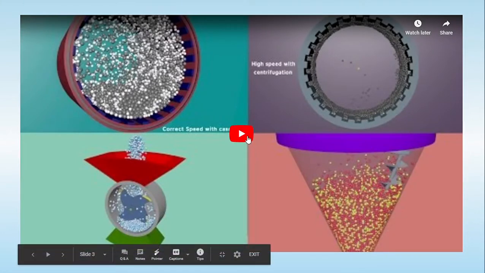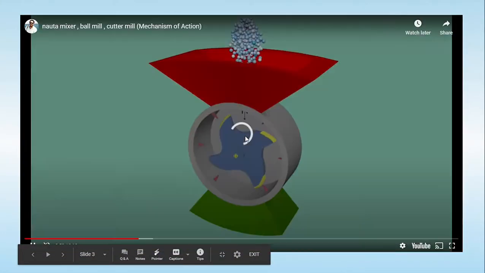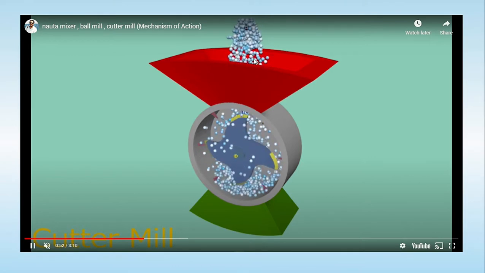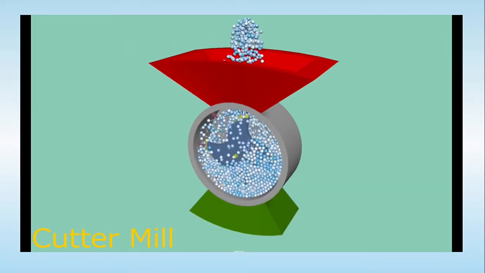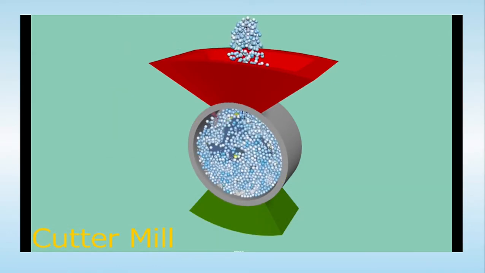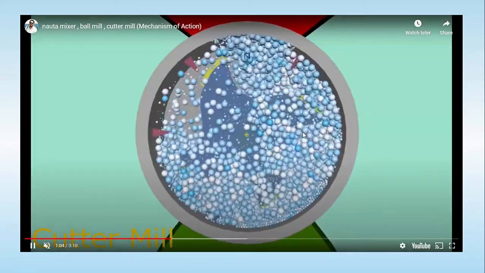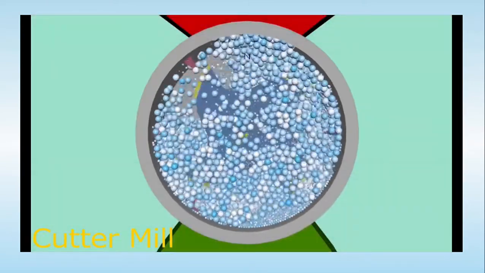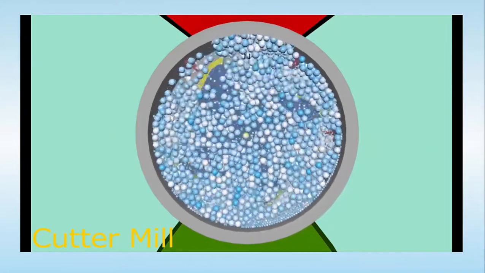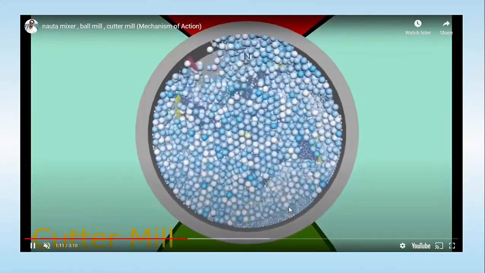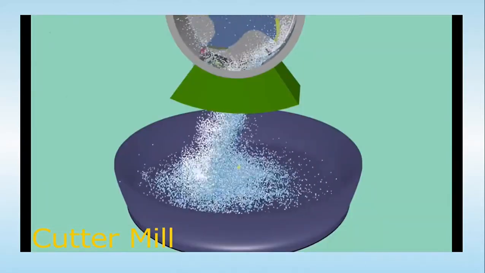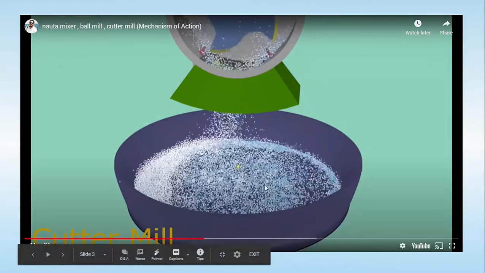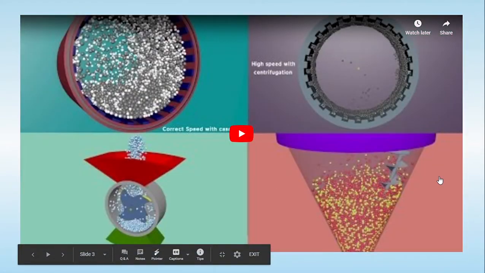Let's try to understand the working of the cutter mill with this particular video. As shown in the video, the material is loaded from the top. The material comes into contact with the rotating knives and the stationary knives, and because of that, it undergoes size reduction by cutting. The sieve or screen present at the bottom of the casing decides up to what level the size reduction of the particles will take place. Once the particles are in the particular range, they come out from the bottom.